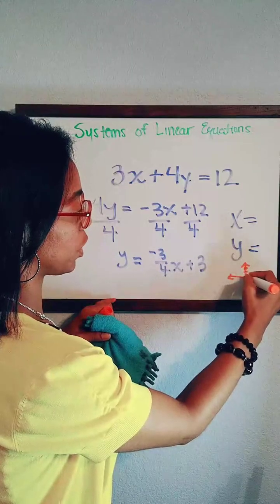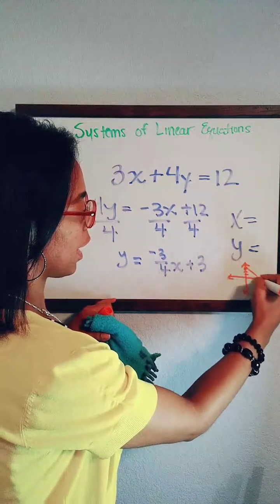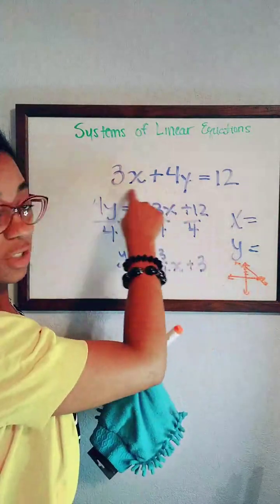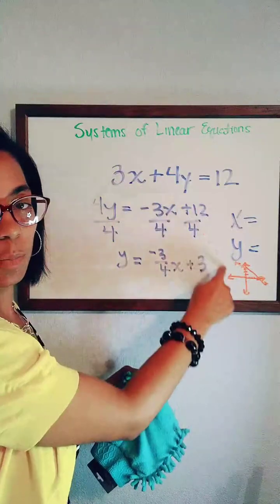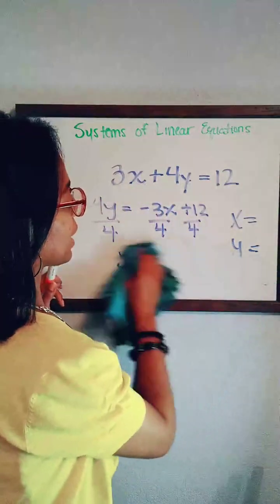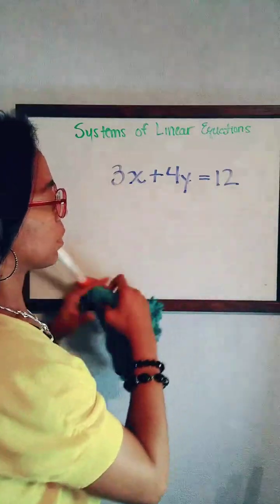Wait, 1, 2, 3, 1, 2, 3, 4. And I can draw a line, and every single point on this line is an answer to this equation. Every single point on this line is an answer to this equation.